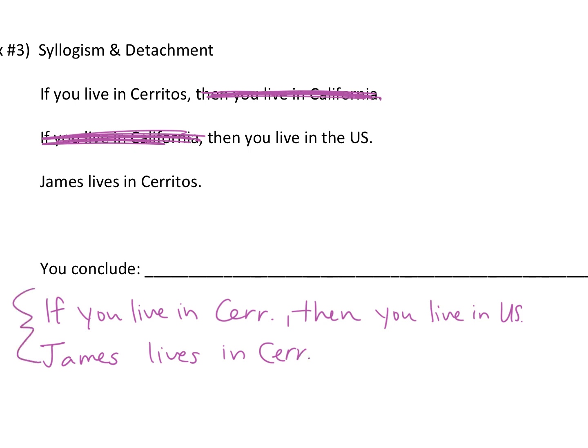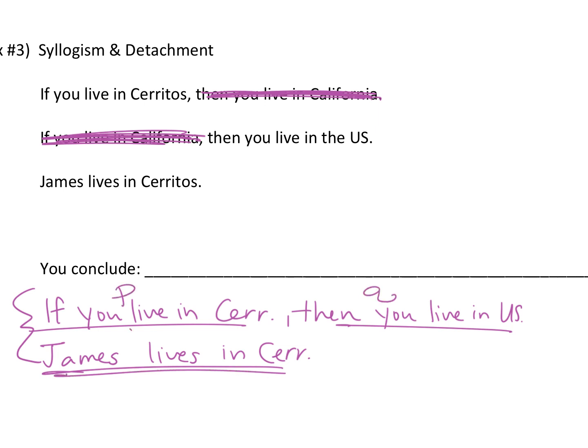Okay, so this is your new statement now, because we got rid of the if-then of the other one, right? Law of syllogism. Law of detachment says, what's your conclusion here? James what? Lives in the US, right? So you don't have to restate that he lives in Cerritos because they told us he lives in Cerritos, right? So if you live in Cerritos, then you live in the US. James lives in Cerritos. So if P, then Q. They gave us the P portion back, so we can say Q is true. So be specific. We're talking about James here. James lives in the US.